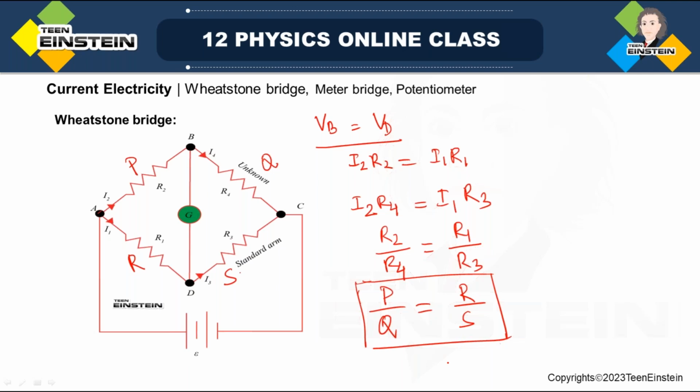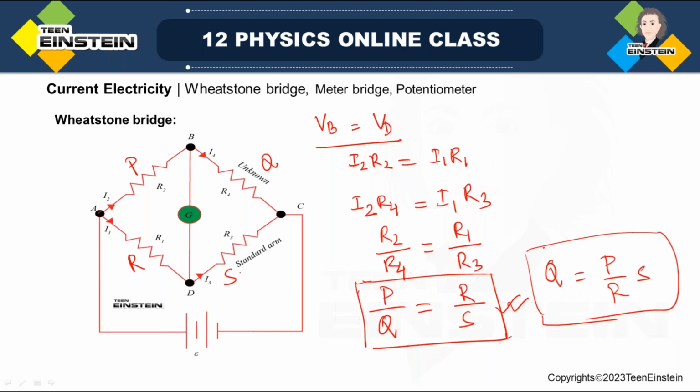This is very general and also well known to everyone. So P by Q is equal to R by S. This is the condition. Now I have to find out Q. So what is Q? Q is P by R into S. Hope it is all right. So P by R is equal to S. This is the way we can use this Wheatstone bridge to calculate unknown resistance.